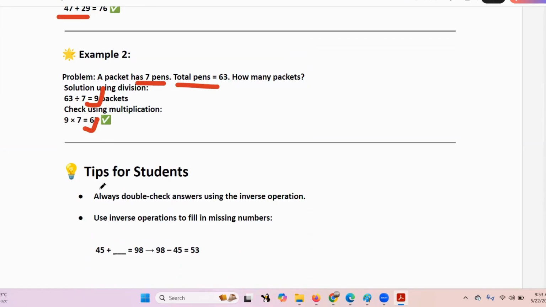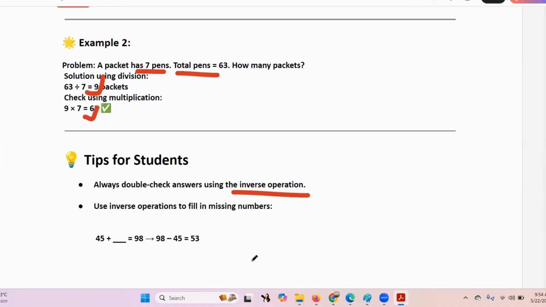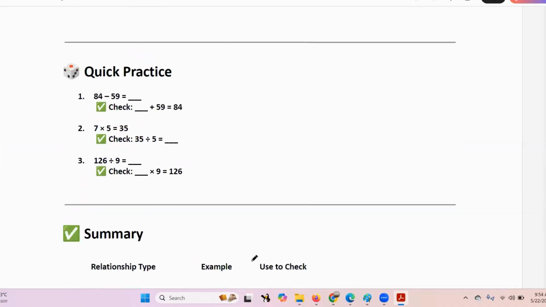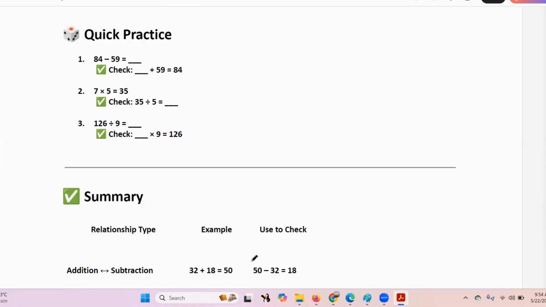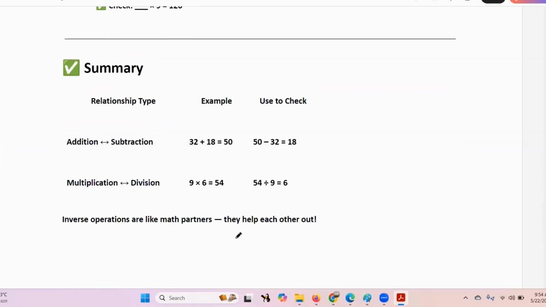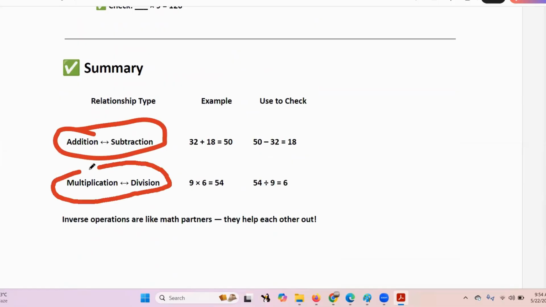See here, today's tip is this one, a simple tip: we double check the answer using the inverse operation. And then there is an assignment. You can do the assignment and send a screenshot of the paper. And also we have shared the questions. In summary, addition and subtraction are inverse, and multiplication and division are also inverse operations. Any more questions?